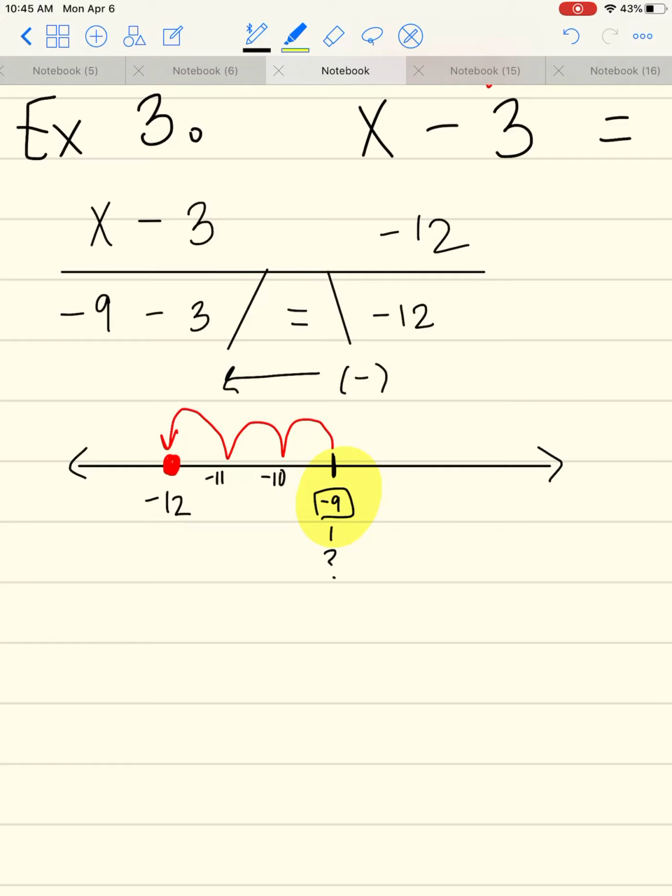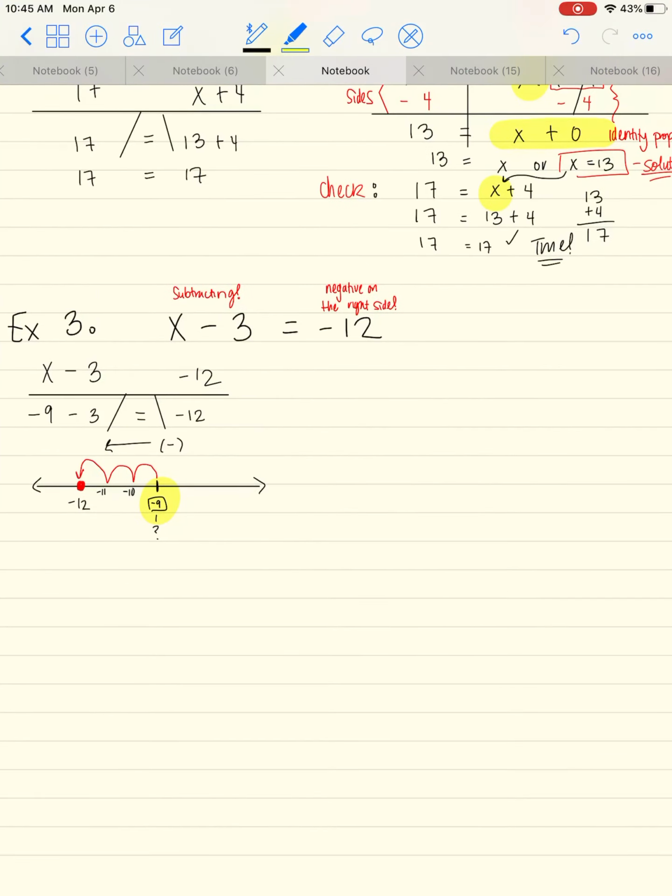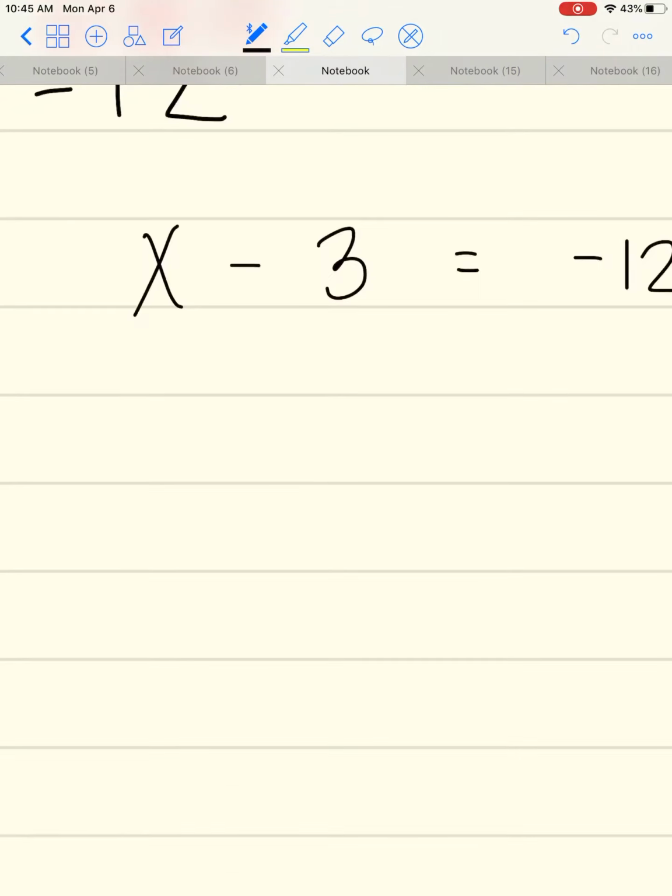But remember, we need to solve it algebraically now. So let's go ahead and start doing the steps to solve algebraically. I'm going to rewrite my equation. x minus 3 is equal to negative 12. First thing I want to do is identify my variable, which in this case is x.